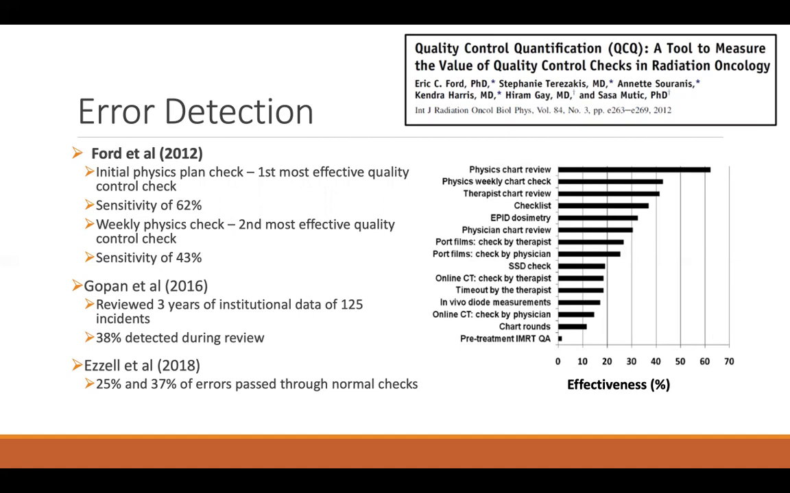And then Gopen et al. in 2016 reviewed 3 years of institutional data of 125 incidents, where 38% were detected during review. Ezel et al. show 25% and 37% of errors passed through normal checks.